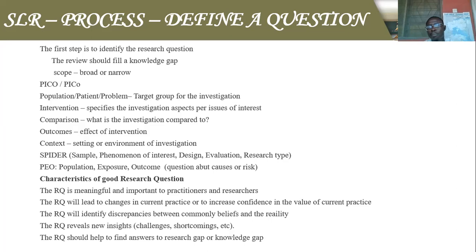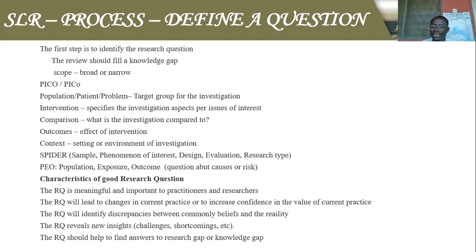Then we have other approaches that they use, like SPIDER, then the PEO. The PEO is normally used when they want to ask questions about causes or risks. So they look at the population or the patient, then they look at the exposure. The people that are exposed, what are they exposed to? So maybe people living in Atonsu, maybe you want to study the explosion of gases and how it affects their living or their health. You want to look at who are those exposed and what are they exposed to? Then the outcome, what is the effect?